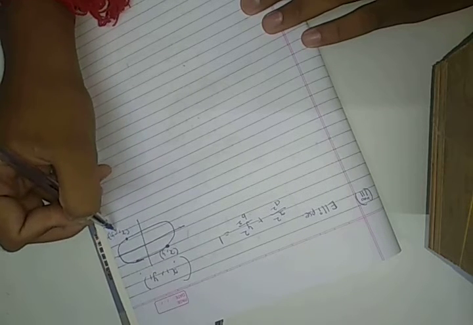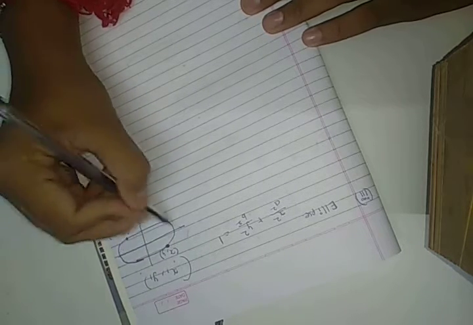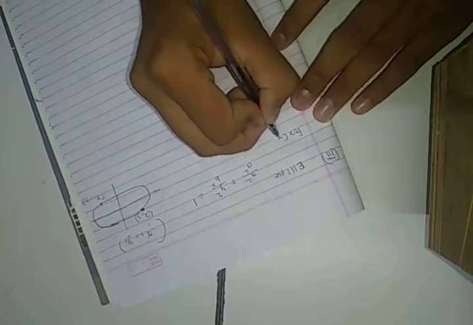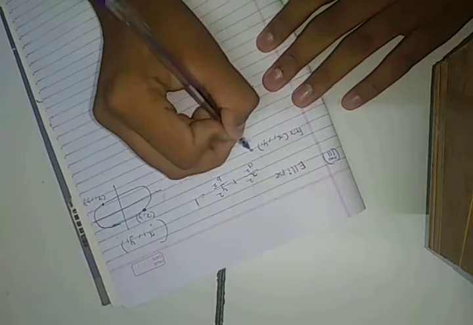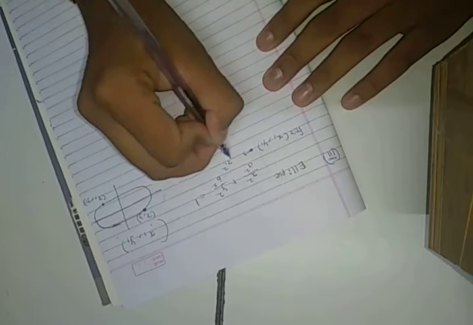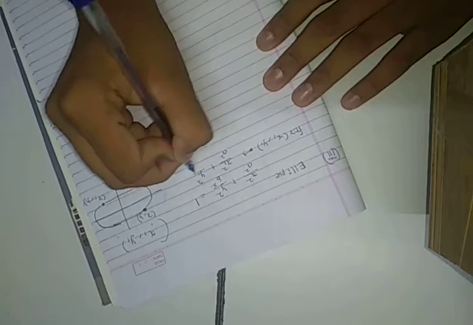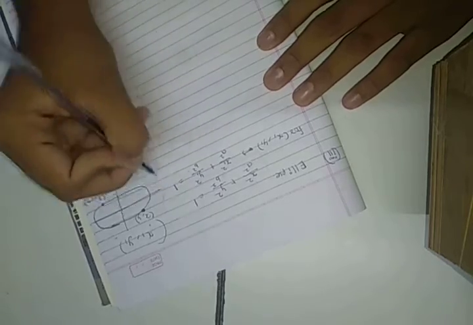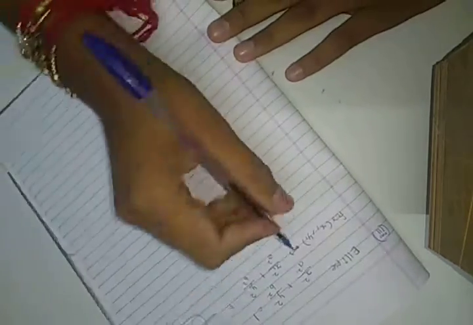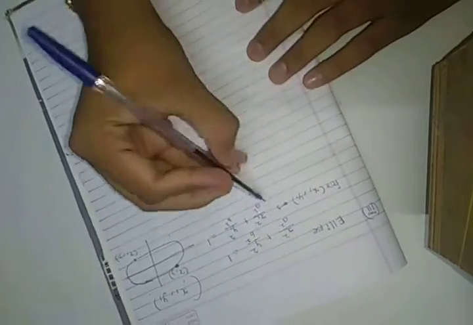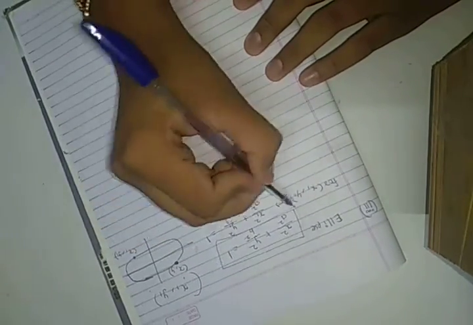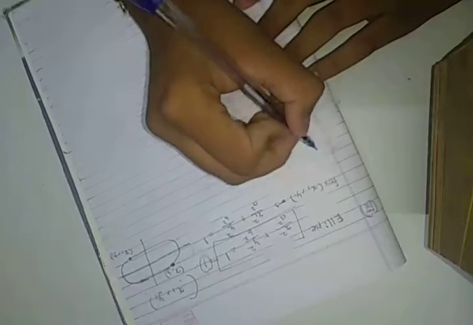So this is the point x1, y1, any random point. This will have the same equation for the ellipse. So in the same way, for x1, y1, the equation is x1 square upon a square plus y1 square upon b square is equal to 1. Okay, so let's start. Let's differentiate this first equation.